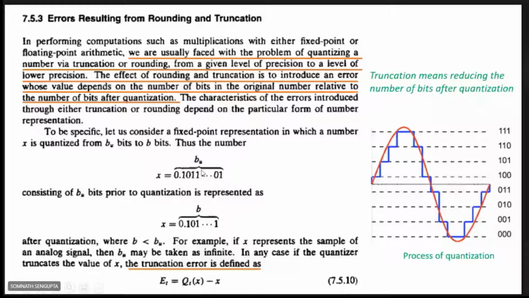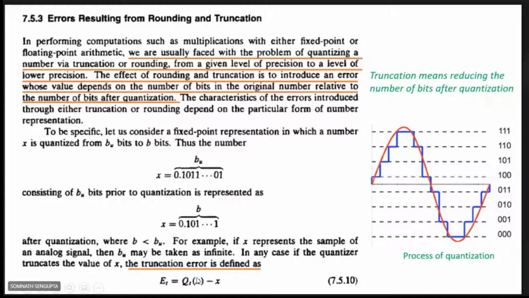We are not doing quantization. Quantization is a different issue. Truncation here takes place before quantization. Truncation means just reducing the number of bits. The number of bits is BU, including the sign bit or whatever it is, and now it reduces to B.